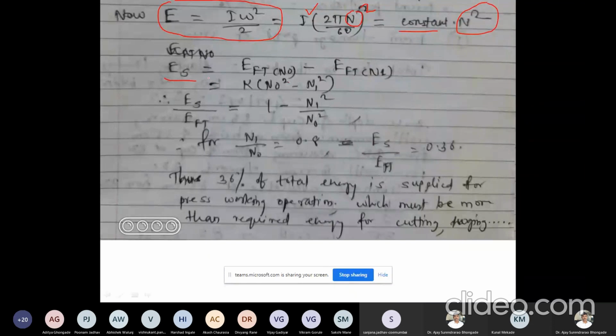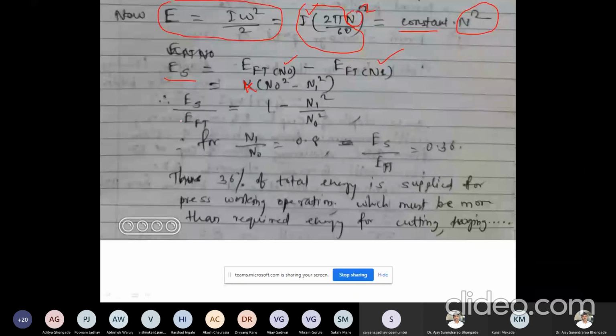So the energy supplied by the flywheel is nothing but the difference between the energy at N0 RPM and at N1 RPM. So we can work out this K, which is a constant factor, into N0 square minus N1 square. If we rearrange the terms, ES by EFT is equal to 1 minus N1 square upon N0 square. For an allowable reduction in speed, let us say 0.8, if we put this value, we get ES upon EFT as 0.36.